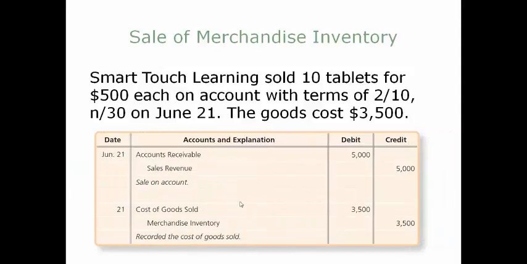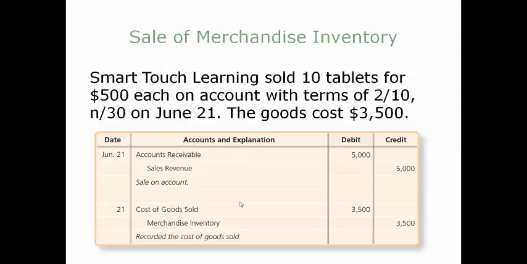Okay, so here's another one, but this one's on account, and it looks like they sold 10, and they also gave terms, 2/10 net 30. Just like our vendors or our suppliers can give us terms, when we sell product, we can also give terms, in other words, credit terms, to our customers to induce them to pay faster.